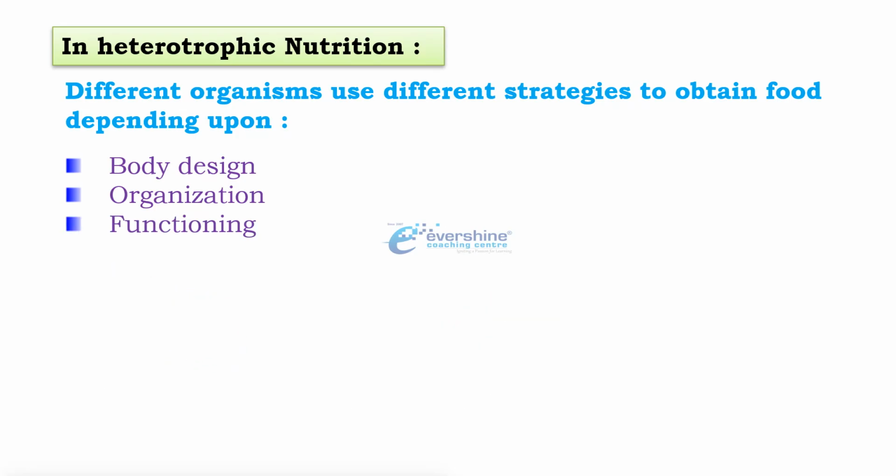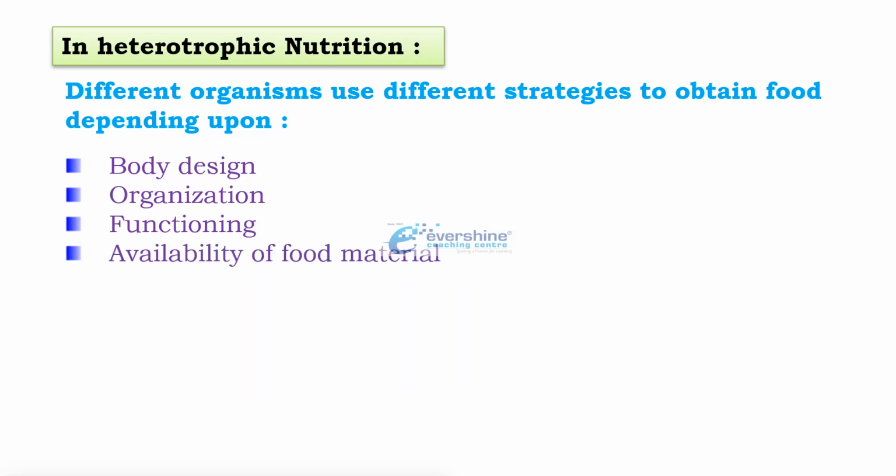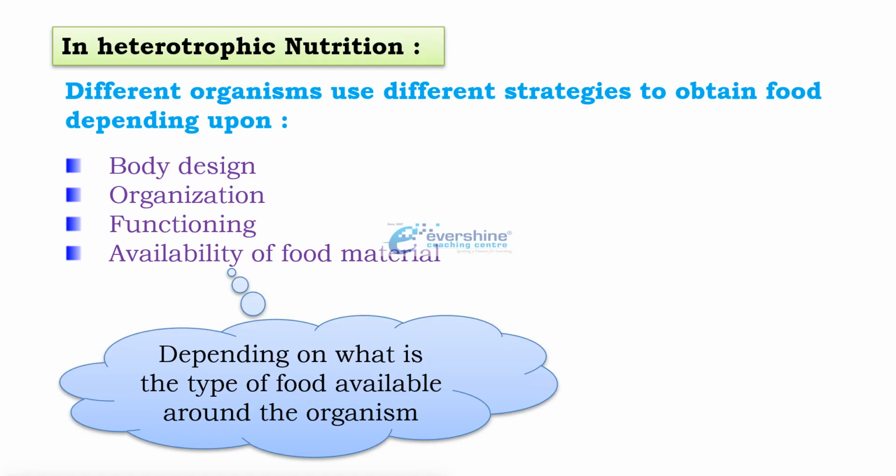Now, upon the functioning, how do they function? Based on that, again we classify heterotrophic nutrition. So here, some organisms are saprophytic and some organisms are parasitic. Are you getting, children? Some organisms are what? Saprophytic and some organisms are parasitic. Okay, and even based on the availability of the food material, how the food is available, we also classify heterotrophic nutrition, depending on the type of food available around the organism. Understood? I hope you have understood the class.